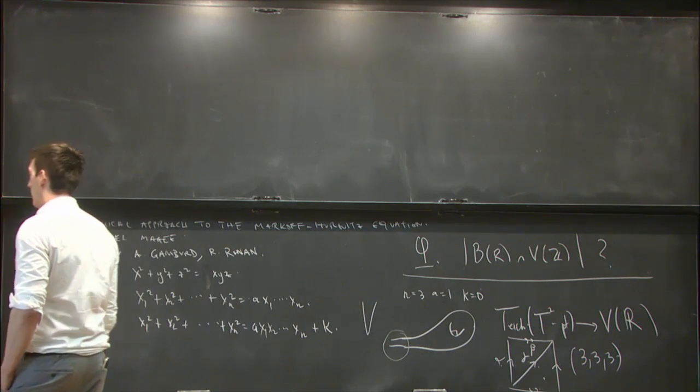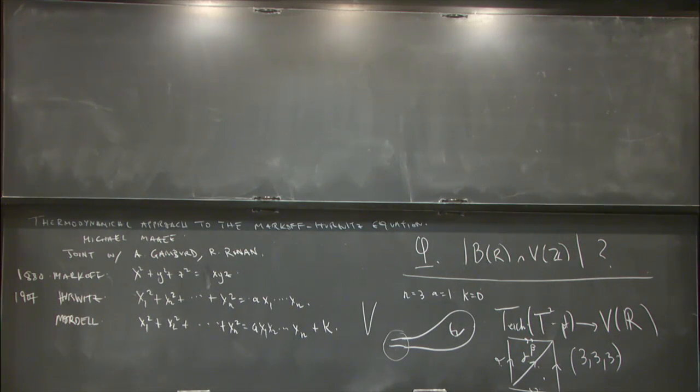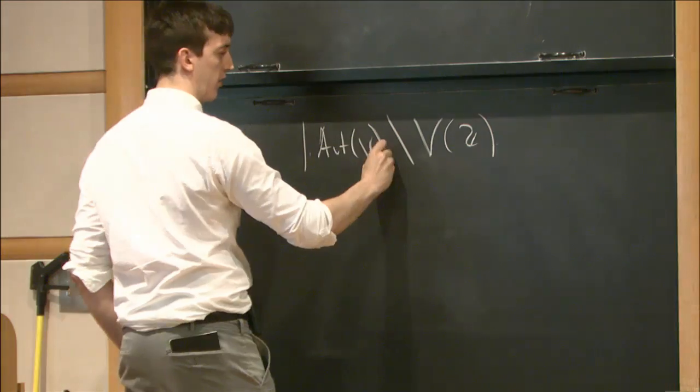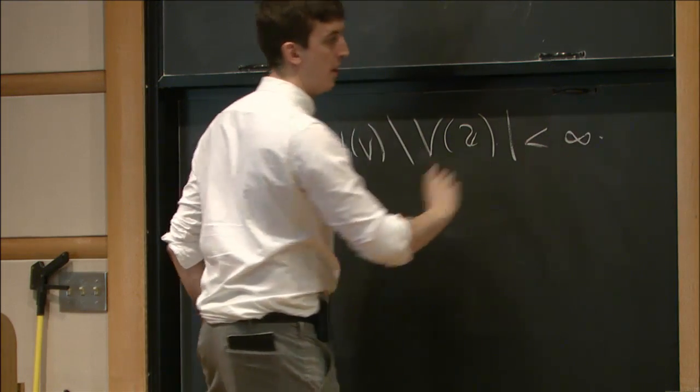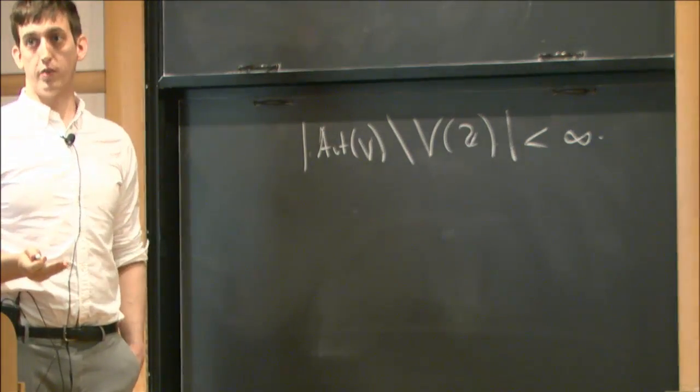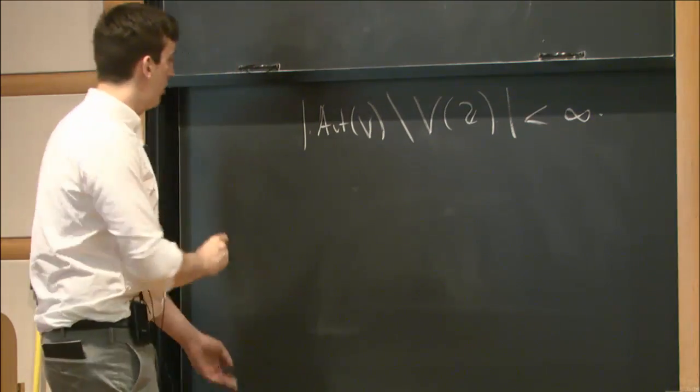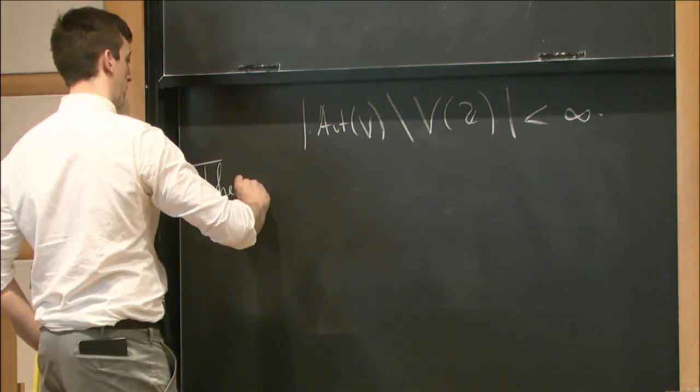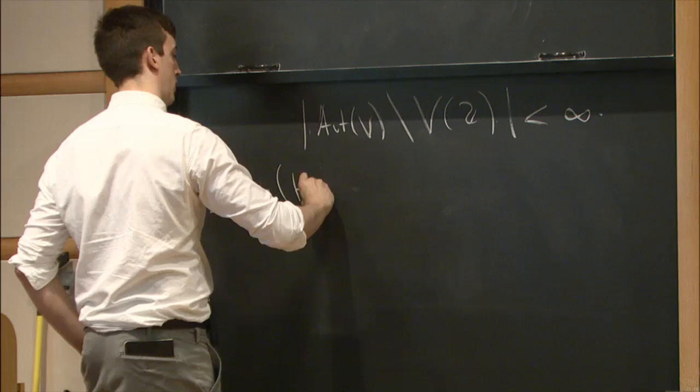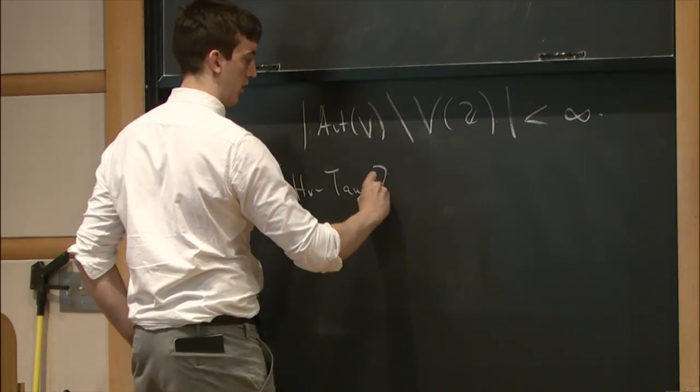So it was known, in different amounts of generality, to these three authors that there's actually only finitely many orbits of the automorphism group on the integer points of the variety. So let me record that. V of Z mod Aut V is finite. And we actually know exactly what the automorphism group is. So it's a theorem of Hu, Tan, and Chang.